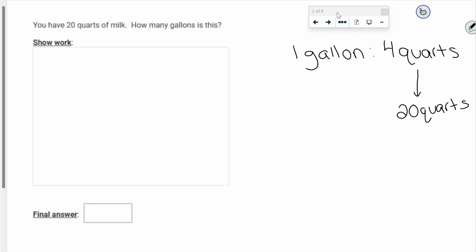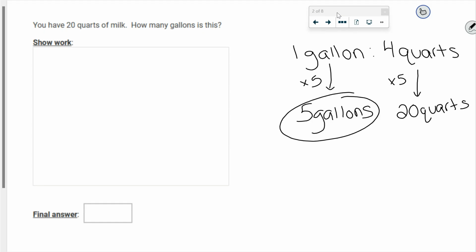Think about how would you do that? How many quarts make 20? That's right, 5. So we would multiply the quarts by 5. If we multiply the quarts by 5, what do we need to do to the gallons? That's right, also multiply by 5. 1 gallon times 5 is 5 gallons. So 20 quarts makes up 5 gallons. This is because to go from 4 quarts to 20 quarts, we have to multiply by 5. 1 gallon times 5 is 5 gallons. All right, let's keep going.